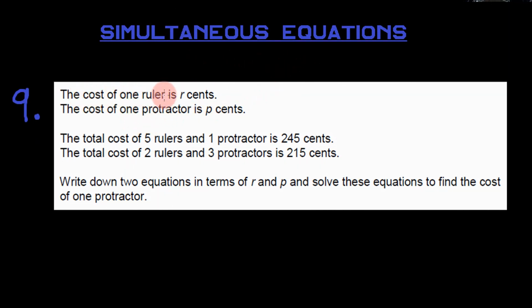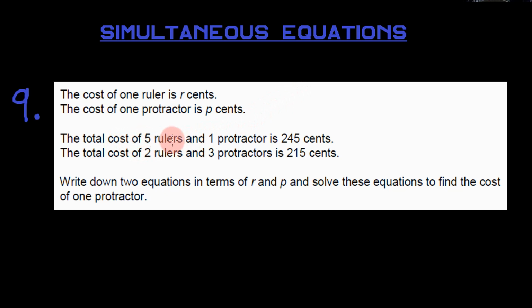So here's another question on application problems for simultaneous equations. It says the cost of one ruler is R cents. The cost of one protractor is P cents. The total cost of 5 rulers and one protractor is 245 cents. The total cost of 2 rulers and 3 protractors is 215 cents. Write down 2 equations in terms of R and P and solve these equations to find the cost of one protractor. So let's set up the simultaneous equations and solve them.